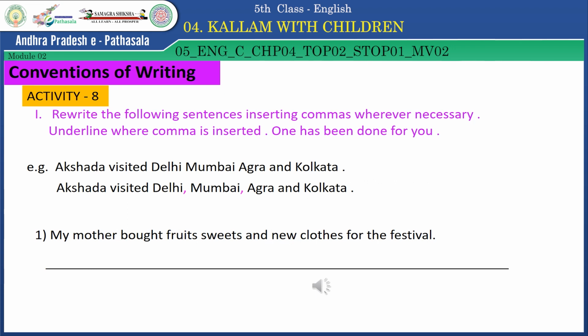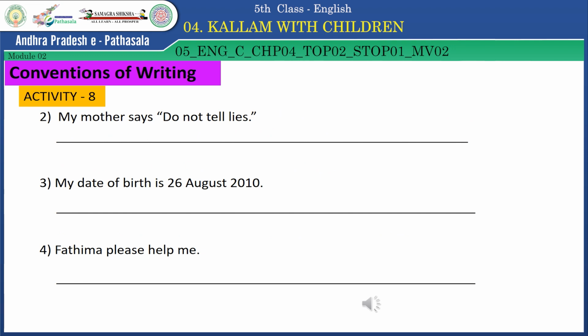The first one: My mother bought fruits, sweets and new clothes for the festival. In this sentence, you have to insert commas wherever necessary. Second one: My mother says, do not tell lies. Third one: My date of birth is 26th August 2010. Fourth one: Fatima, please help me. In the above sentences, you have to insert commas wherever necessary.